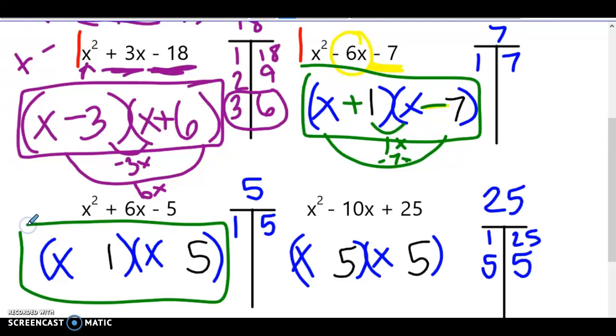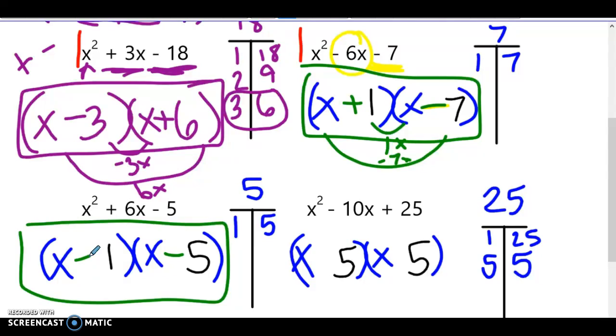This one, it's going to be 1 and 5. They multiply to, oh, is this going to work? So if they add to give me positive 6. Can I do this one? Man, I can't even do that one, because if I went minus, that would add to give me a -6.